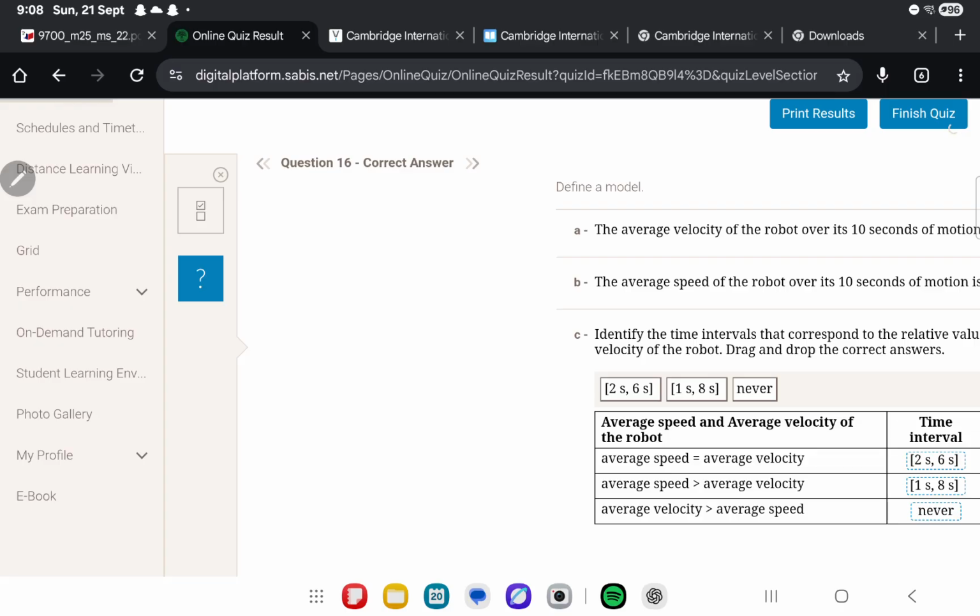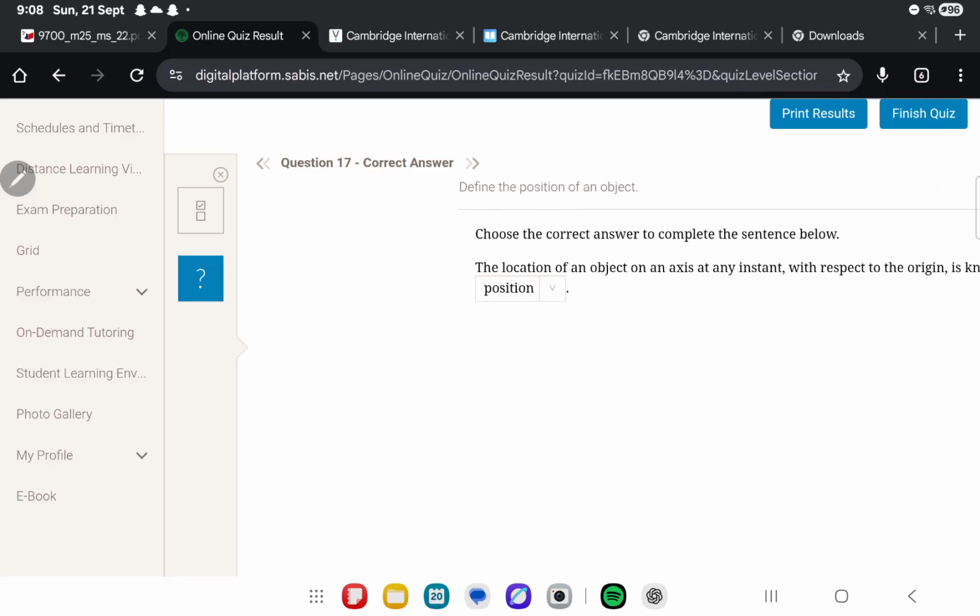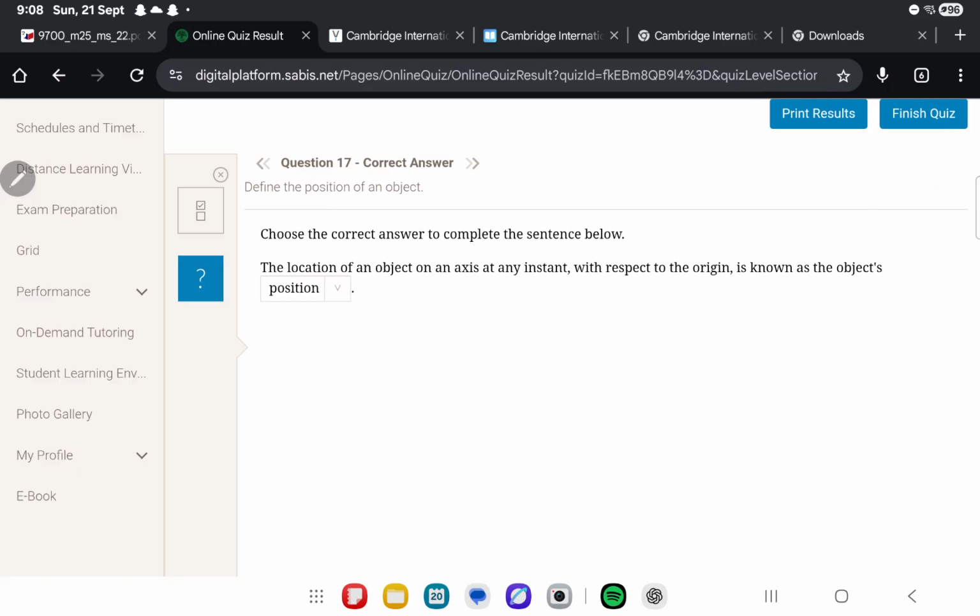Okay, question 16. A simplified assumption used to analyze complex situations is known as a model. We know this from last year, and it's very easy to recall. The location of an object on an axis at any instance with respect to the origin is its position.